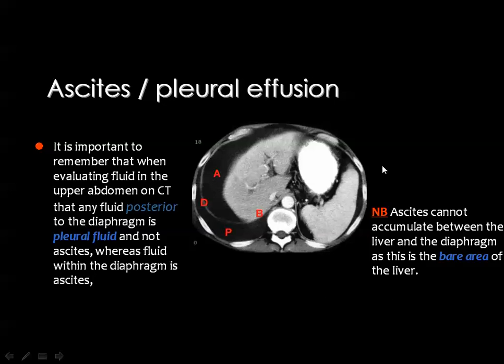And this is the case of liver cirrhosis and splenomegaly with ascites and pleural effusion separated by the diaphragmatic copula. And you know that ascites is anterior to the diaphragm and the pleural effusion is posterior to the diaphragm. Ascites starts with A for anterior, and pleural effusion starts with P, and this is posteriorly located.